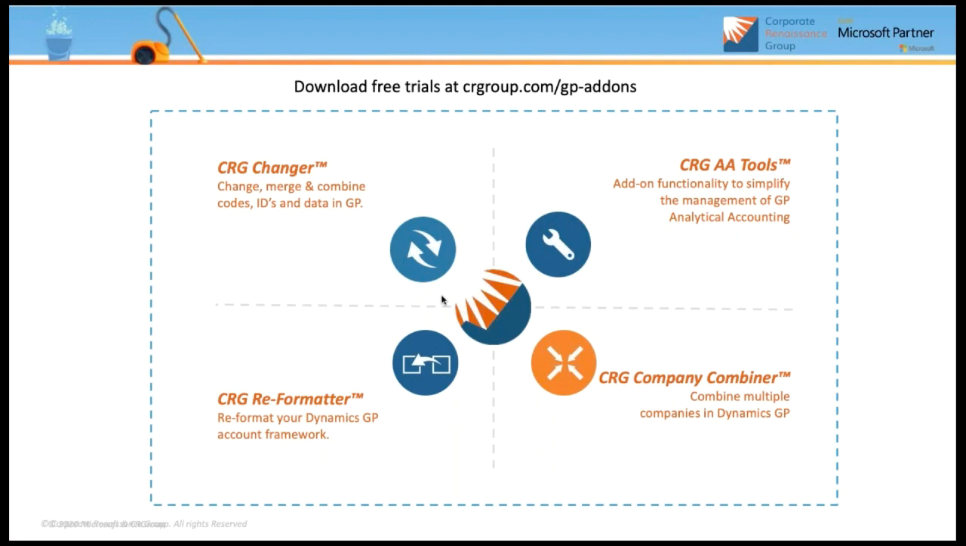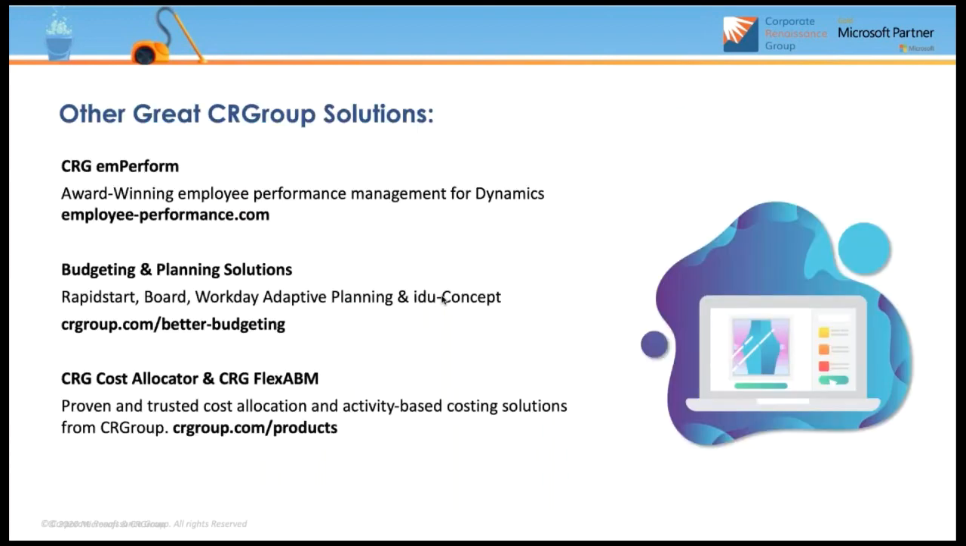And I already alluded to Company Combiner earlier. Company Combiner allows you to pick a parent company in GP and essentially migrate other GP companies into it. If that's your situation, let us know. We've worked with large data sets where we've combined 75, 80 companies into one before. So really a lot of effective use of Company Combiner out there.